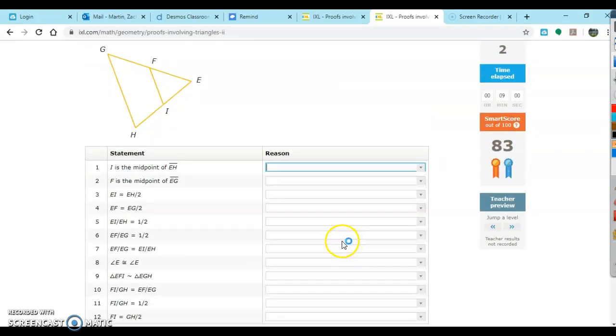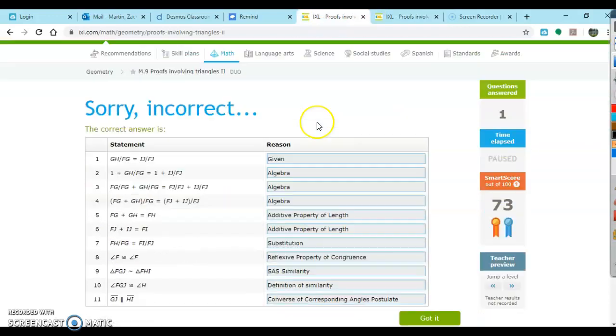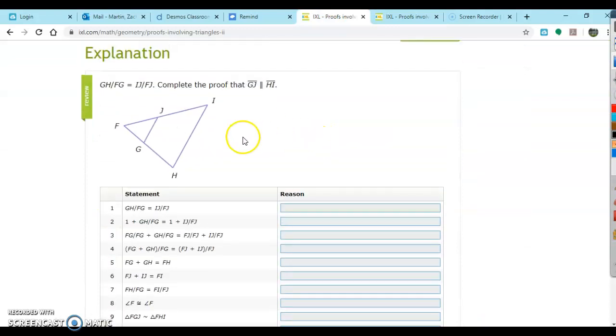Well, I went ahead and did one and actually got one part wrong, and I want to show you what that looks like. So here was the problem. The problem was given GH divided by FG is equal to IJ divided by FJ. Being that those sides are proportional, when you create those fractions, they're proportional. Complete the proof that segment GJ is parallel to HI.